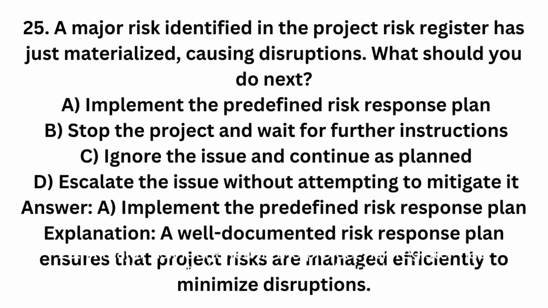25. A major risk identified in the project risk register has just materialized, causing disruptions. What should you do next? A. Implement the predefined risk response plan. B. Stop the project and wait for further instructions. C. Ignore the issue and continue as planned. D. Escalate the issue without attempting to mitigate it.